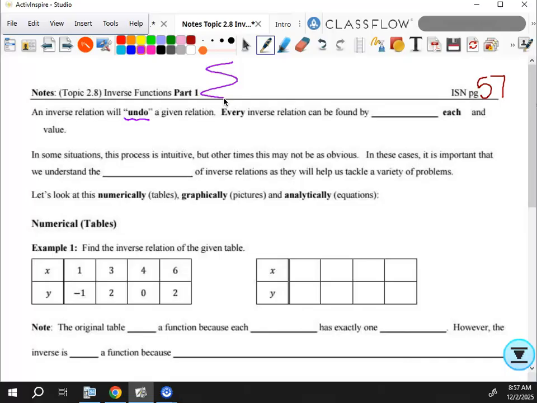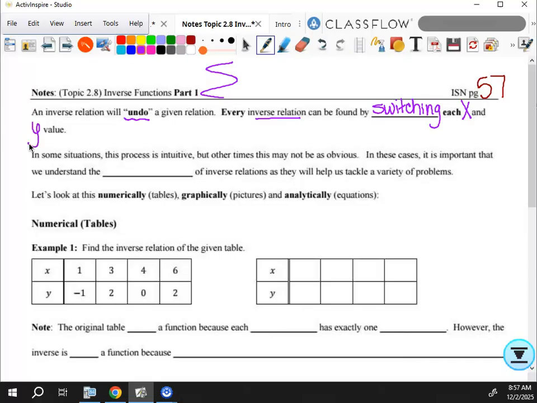Every inverse relation can be found by switching each x and y value, or each input and output. You switch the input and the output, and you have your inverse relation. Most of the time we're going to switch x and y, and then solve for y again, but it's still an inverse even if you don't do that.